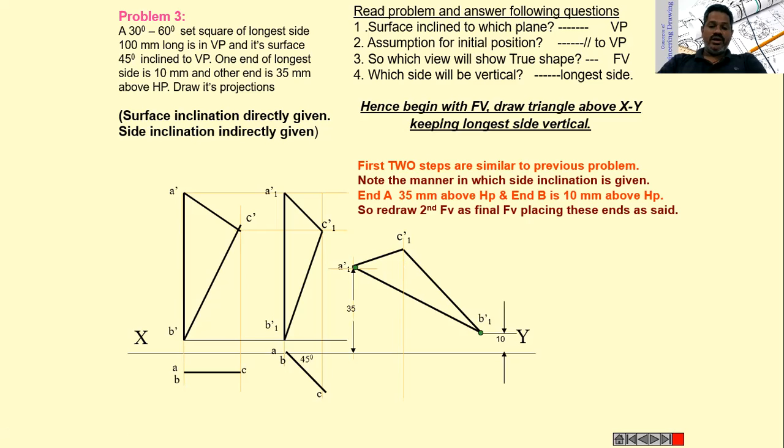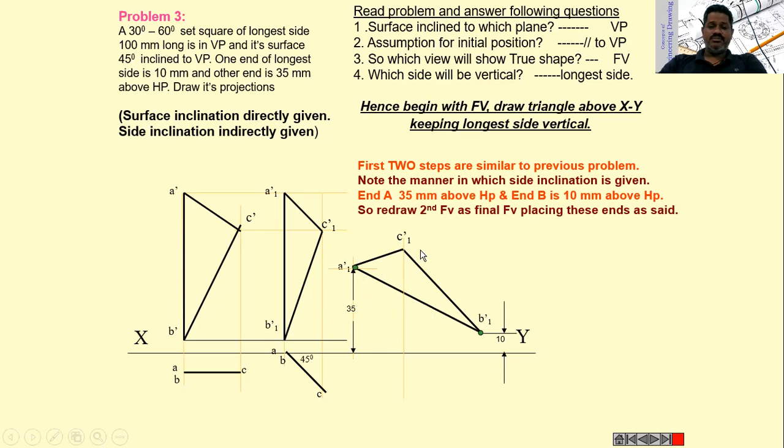when the longest edge of the set square has one end 35 mm above the HP and the other end 10 mm above the HP. One end is 35 and the other end is 10 mm above the HP. This is the top view.